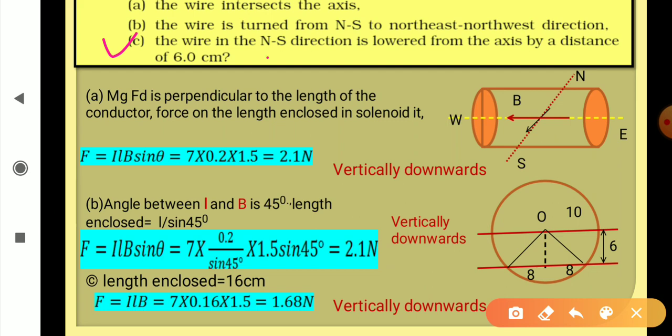The wire in north-south direction is lowered from the axis by a distance of 6 centimeter. So we have shown the cross section here. See, this cross section is shown from this side. So this is the cross section of the cylinder, and initially the wire was placed along this diameter. Now it is lowered by 6 centimeter.